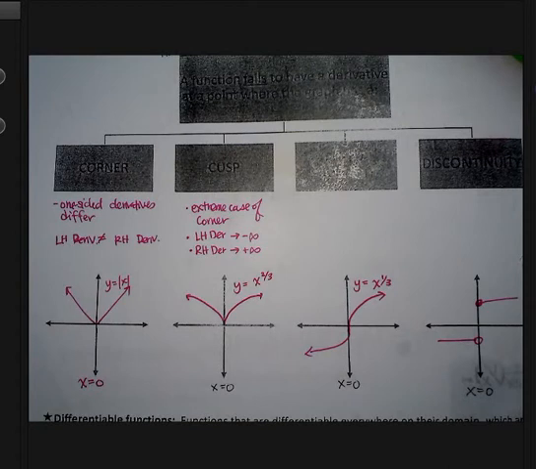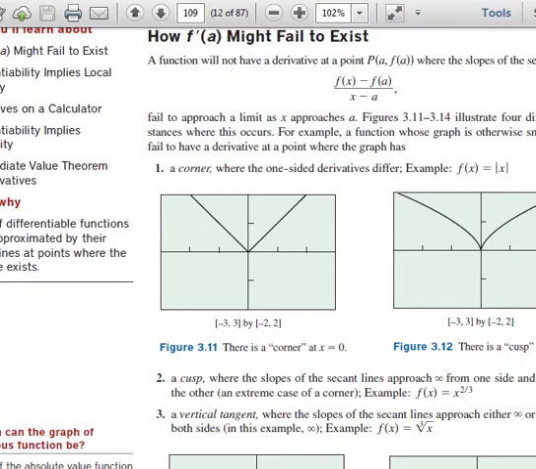Plus, a vertical line, what is the slope of a vertical line? What's the slope of 0? Horizontal slope 0. So what's a vertical slope? Undefined. So if the slope is undefined, then obviously the derivative, which is the slope, is undefined. So there is no derivative there. So therefore, it is not differentiable there. Does that make sense?